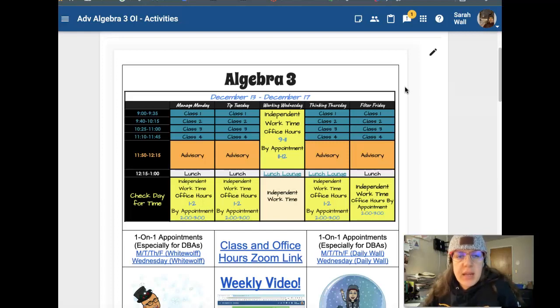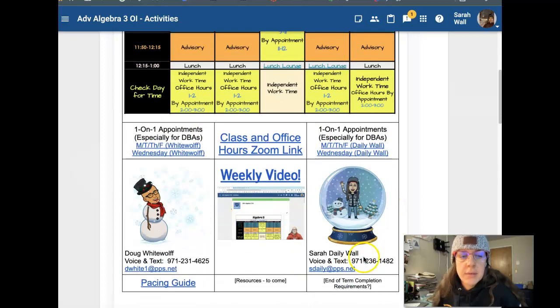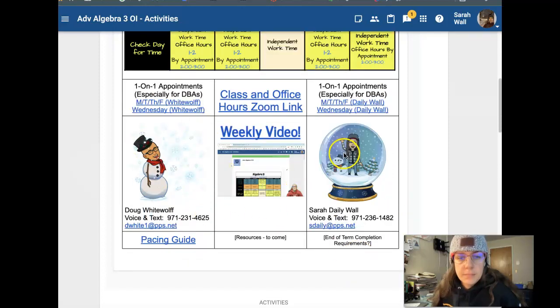for Algebra 3. Here is your landing page. If you look at your landing page, you can see that it's a 5-day week and all of the things are normal. Mr. White Wolf and I added a couple of things to the landing page so you can see that there's more opportunities for you to make individual appointments with us during office hours. And then this is all the same.